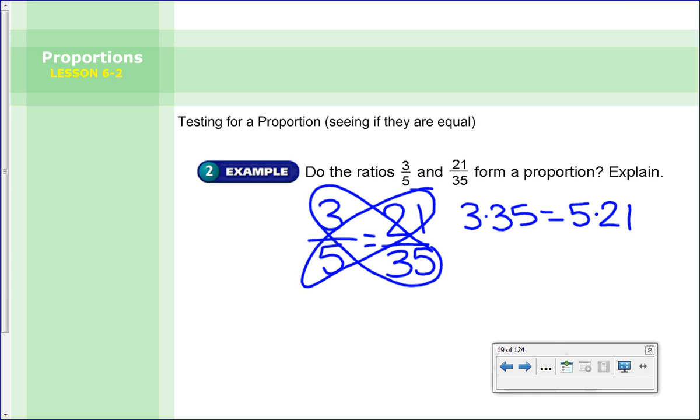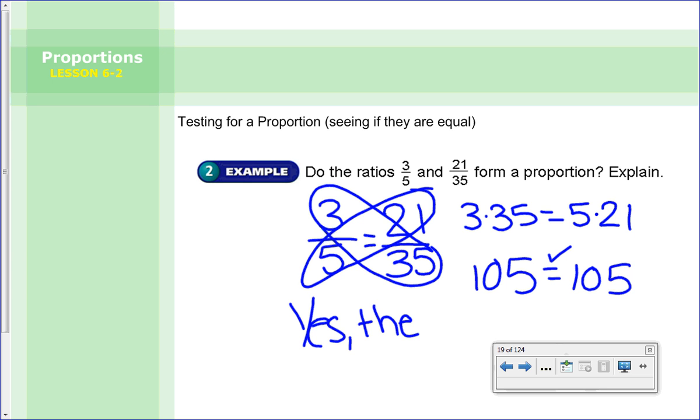Well, 3 times 35 is 105, and 5 times 21 is 105. So do they form a proportion? Well, the two sides are equal, so yes. I'm going to write the cross products are equal.